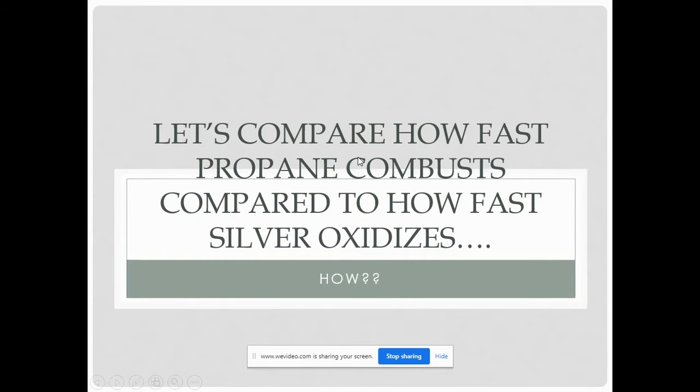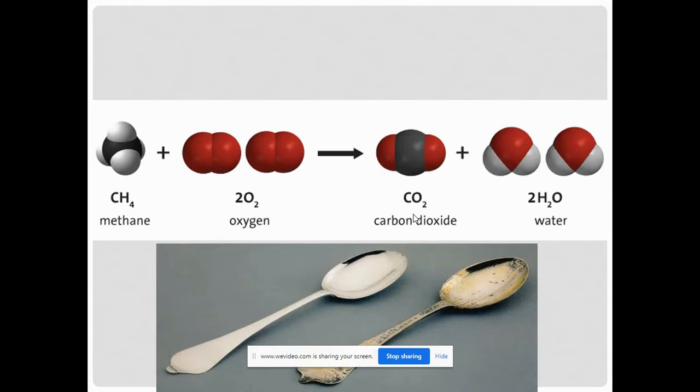So let's compare how fast propane combusts compared to how fast silver oxidizes. So here you see a silver spoon on the left, tarnishing to this spoon here. So that's the second reaction, silver tarnishing. And the first reaction is showing you methane gas combusting. So what reaction do you think happens faster? The combustion of methane gas or silver tarnishing? So the answer is obviously this one happens faster. This one takes years to happen.